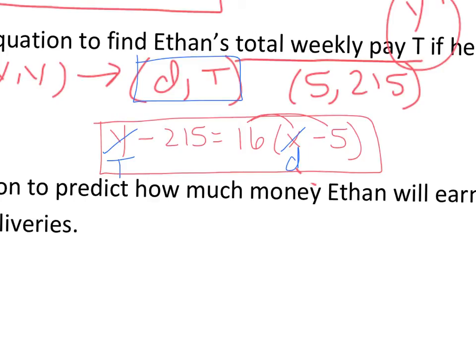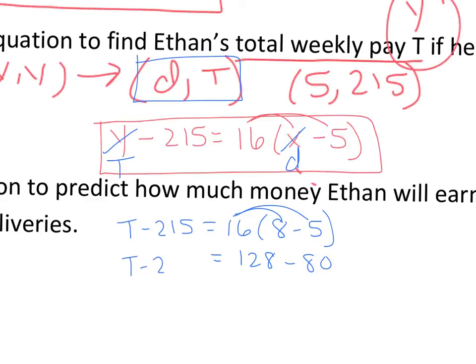All right, so now let's go ahead and plug in 8 deliveries. So I have T minus 215 equals 16, 8 deliveries minus 5. Okay, now it doesn't matter if you want to distribute this. Some of you are obsessed with distributing, that's fine. If you want to take 8 minus 5 and then multiply it by 16, either way, it doesn't matter. So if I distribute, I get 128, and then 16 times 5 would be minus 80. I have T minus 215.